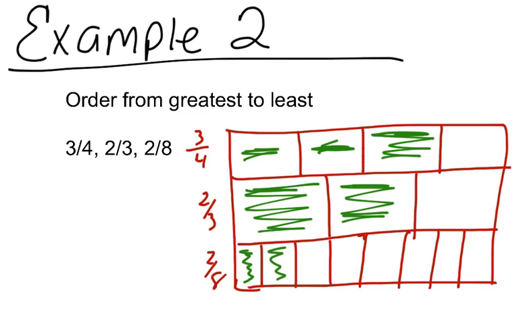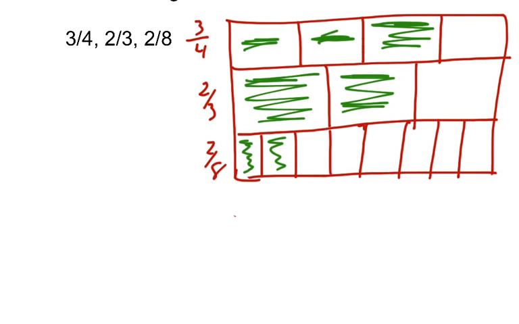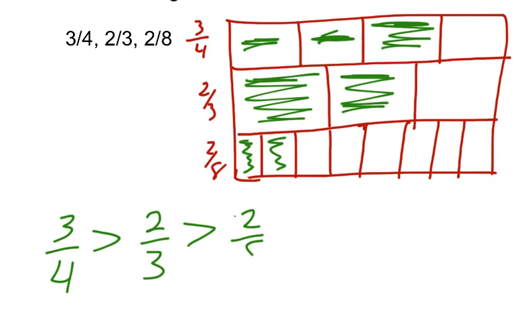1, 2. Now I want to put these in order from greatest to least. So when I look at these, I see that 3/4 is the greatest one. Then 2/3, and then 2/8. And I put these in order from greatest to least.